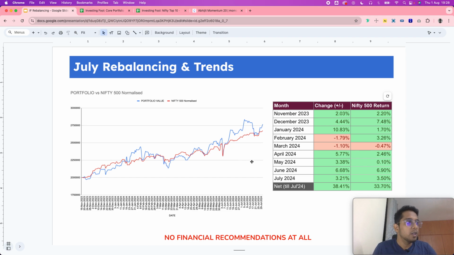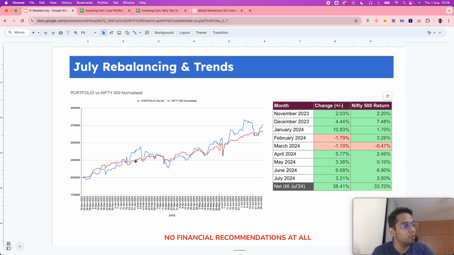But if we see here, the blue line is the portfolio value, and the red line is if we had invested that same 20 lakh in the Nifty index. Now I have not taken any Nifty ETF or mutual fund, so let's just discount the tracking error for a bit. This is just the index, so this is as pure as it gets maybe.